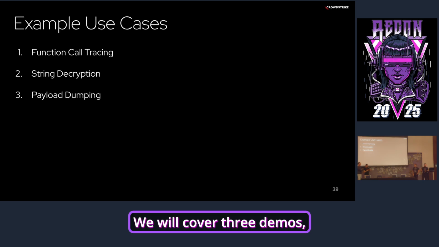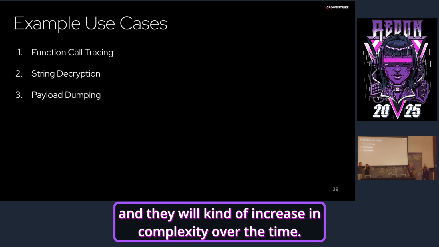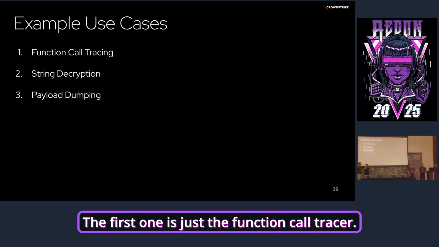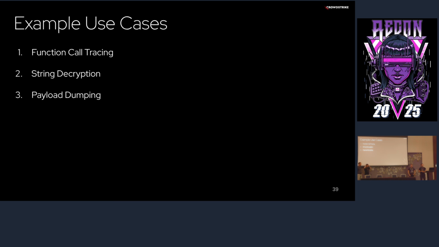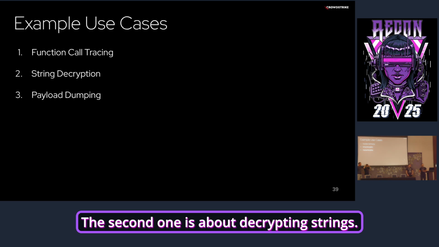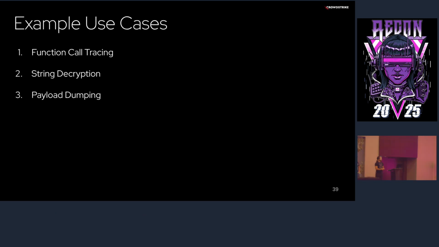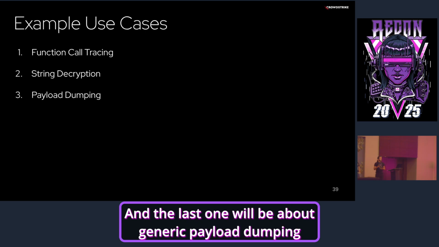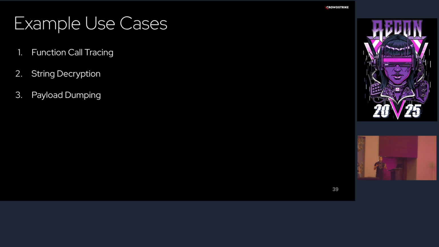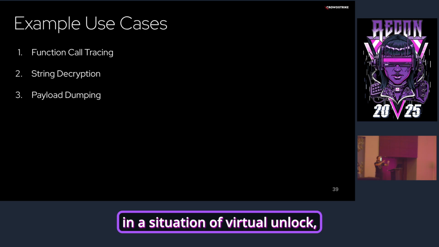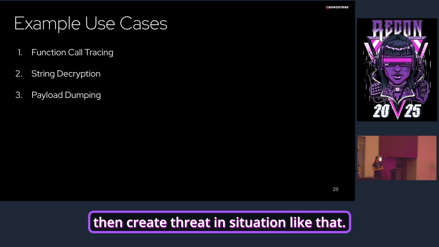We'll cover 3 demos, and they will increase in complexity over time. The first one is just a function call tracer. The second one is about decrypting strings, actually the example that Sebastian talked about at the very beginning. And the last one will be about generic payload dumping in a situation of virtual alloc, then create thread.